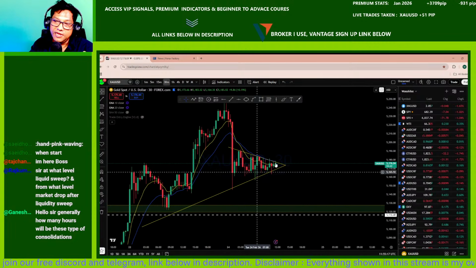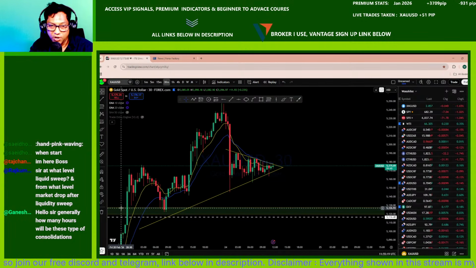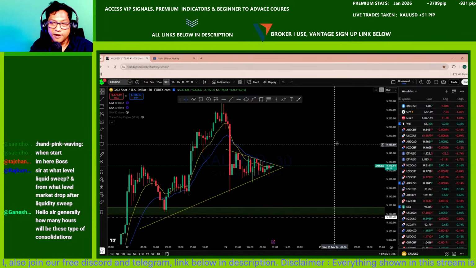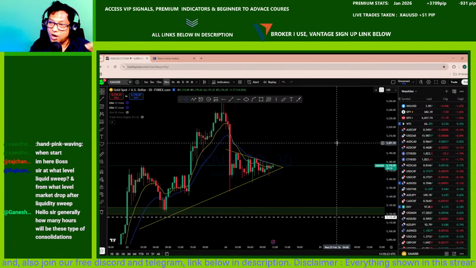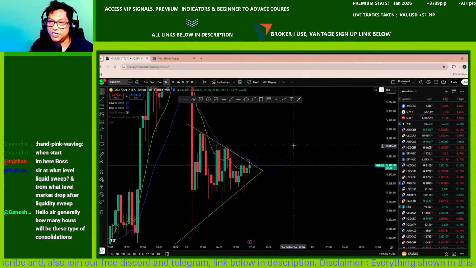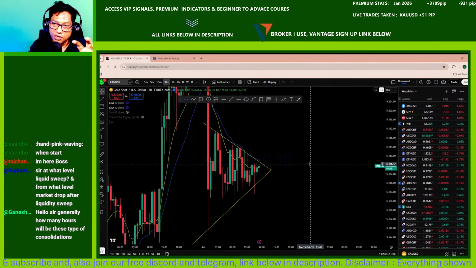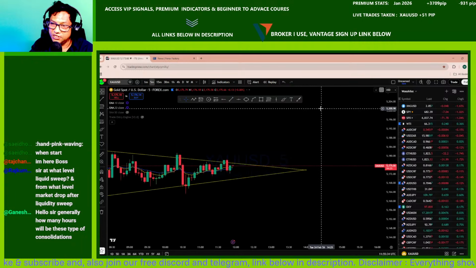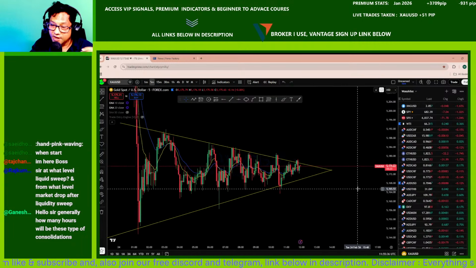Now looking at here, this is the other way around, right? Here the market is in a contracting triangle. That means instead of expanding, it is in a contraction. So in those situations, the market is in a contraction, that means in a narrow range.